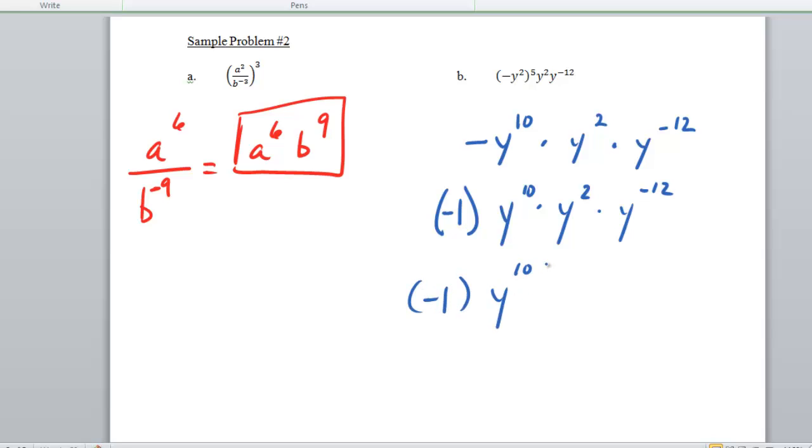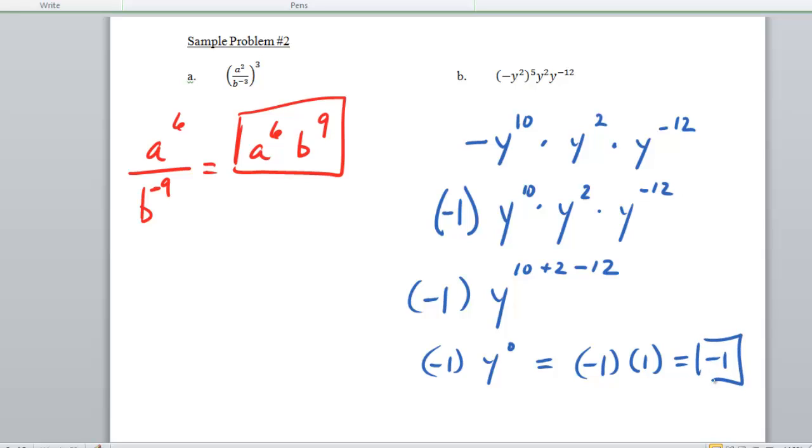So I'm going to have y, and it's going to be 10 plus 2 plus a negative 12, which is basically just subtracting 12, which is going to give us negative 1. y to the 0 power. Now, for those of you who did not see this and can't recall, anything to the 0 power is just equal to 1, and that's part of your exponent properties in your concept summary. And so this is going to be negative 1 times 1. So anything to the 0 power is just a positive 1. And then we have negative 1 as our simplified answer.